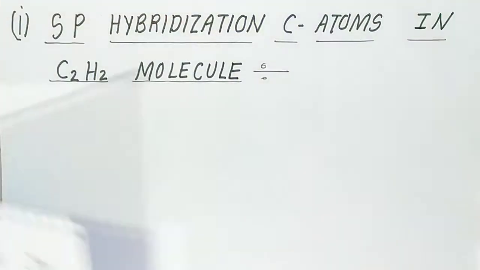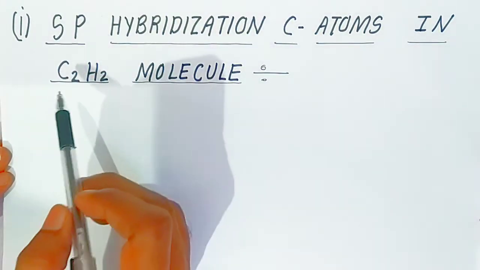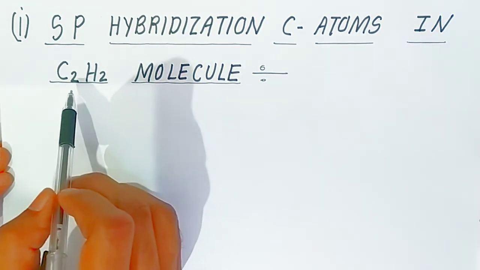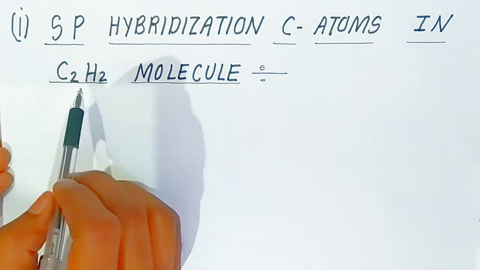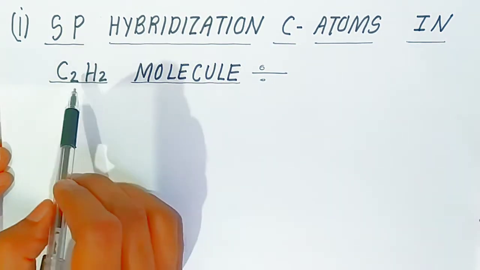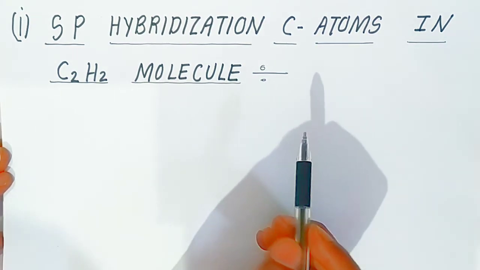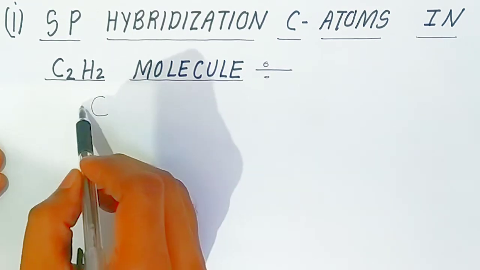Okay students, now we are going to see the sp hybridization of the carbon atom in the acetylene molecule, which is also called the ethyne molecule. Now students, if you want to explain the sp hybridization of carbon in the ethyne molecule, you should know the atomic number of carbon first. What is the atomic number of carbon? Atomic number of carbon is 6.